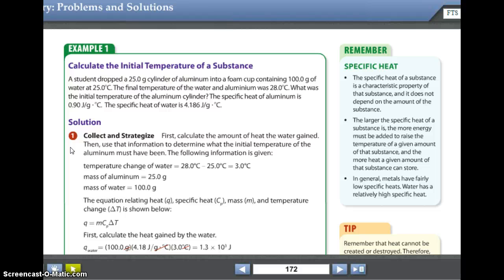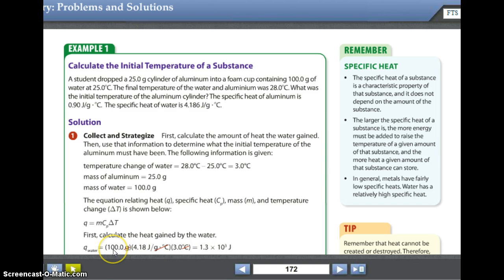The following information is given. So as always, we make a list of what we know. The temperature change of water equals 28 degrees Celsius minus 25 degrees Celsius. So our delta T, or change in temperature, is 3 degrees Celsius. Mass of aluminum is 25 grams. Mass of water is 100 grams. The equation relating heat, Q, specific heat, C, mass, M, and temperature change, delta T, is Q equals MC delta T. First, calculate the heat gained by the water.